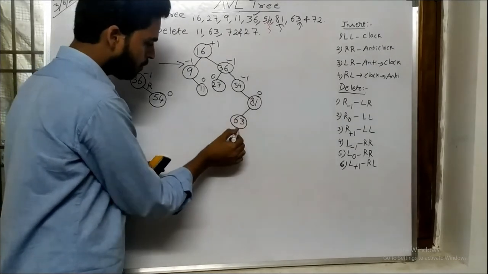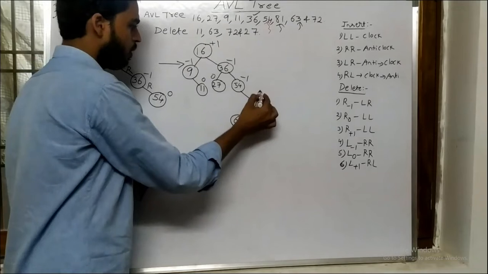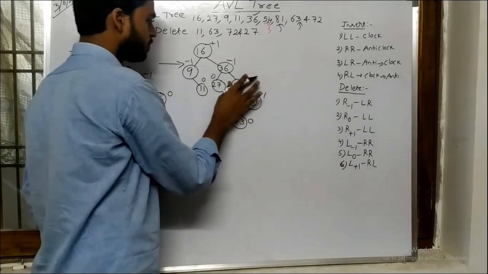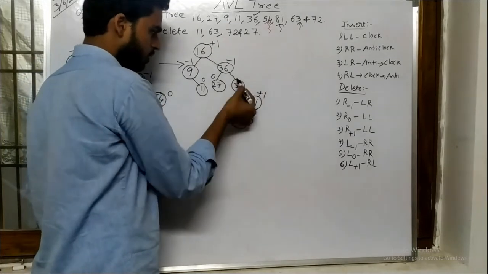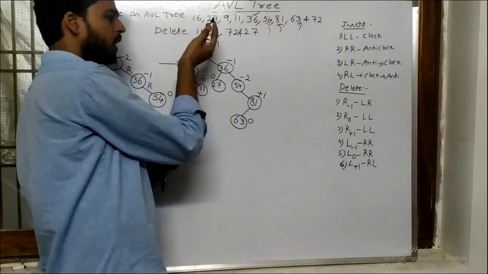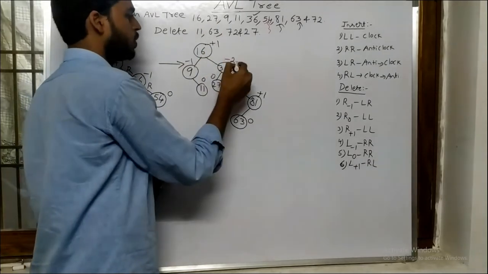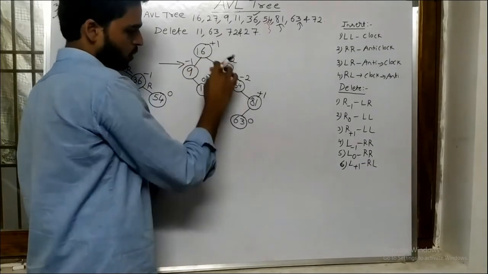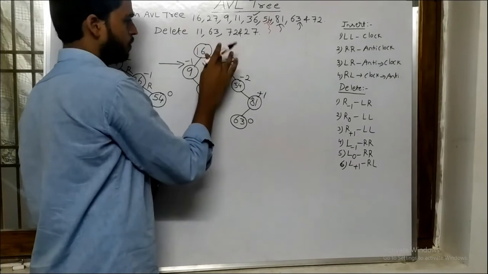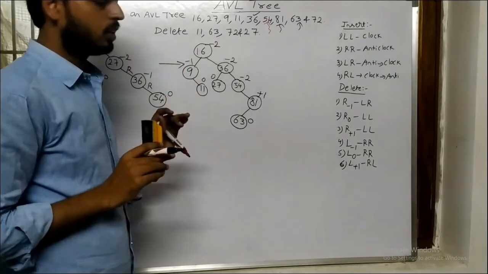Because of this insertion, from this node up to the root node, I need to update all the balance factors. 0, plus 1, then here you will get minus 2. If you keep updating like this, you may get 1, 1, 2, 3, minus 2, 1, 2, 1, 2, 3, 4. Here also minus 2. Sometimes you may get confused like this.